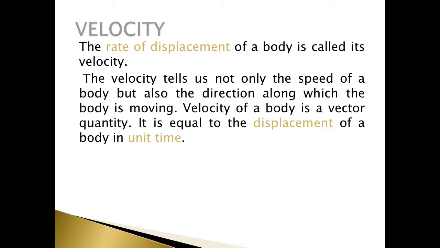Velocity. The rate of displacement of a body is called its velocity. The velocity tells us not only the speed of a body but also the direction along which the body is moving. Velocity of a body is a vector quantity. It is equal to the displacement of a body in unit time. Here, displacement divided by time taken is equal to the velocity. Here, displacement is a vector quantity, so velocity is also a vector quantity.